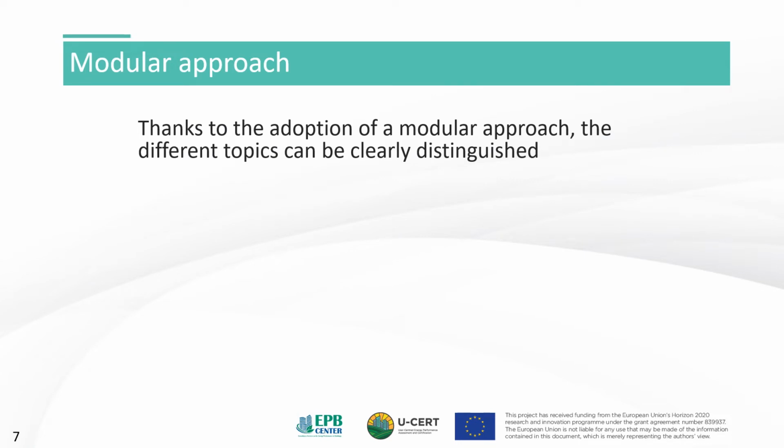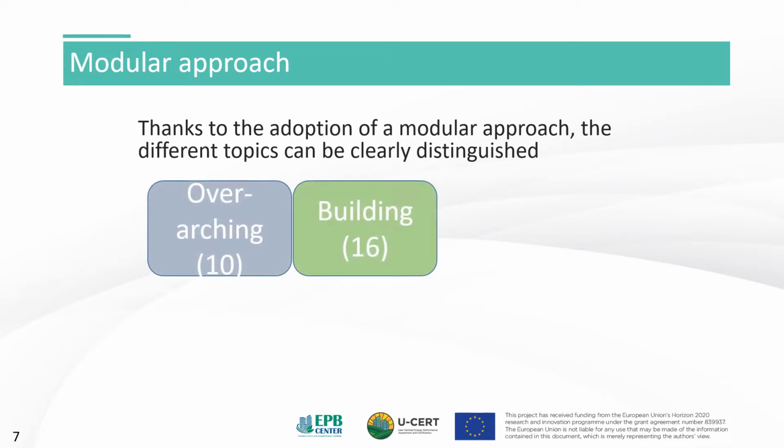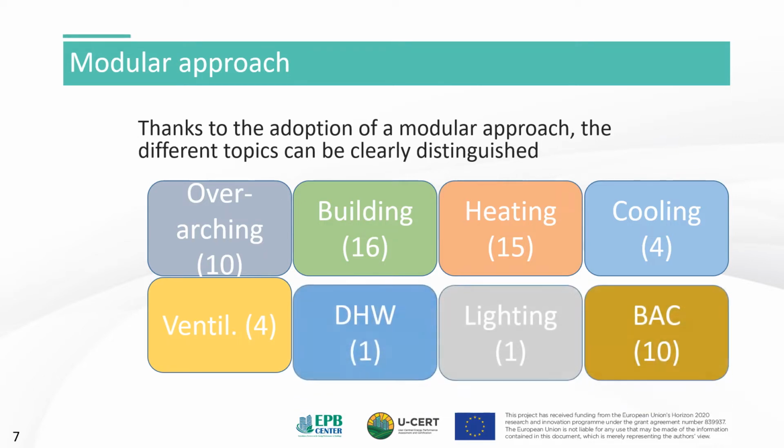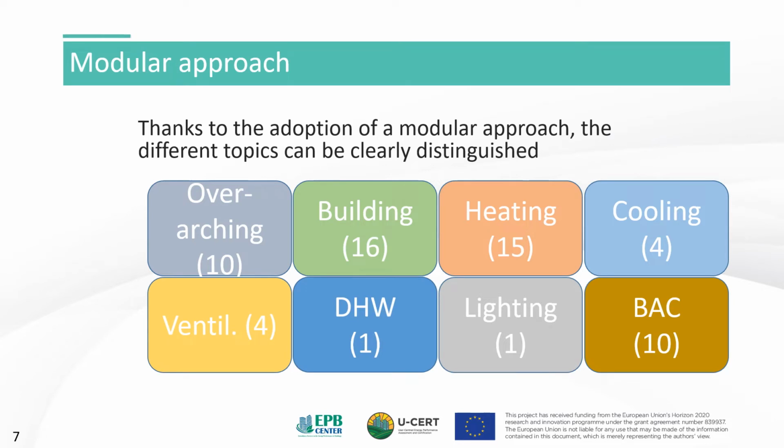So the modular approach is an approach that has been adopted from the beginning of the development of the set of standards around 2012, which enables to clearly distinguish the different topics. So for instance, you have 10 standards which deal with overarching issues on the overall energy performance. Then you have 16 EPB standards on the building itself. Then you have a number on heating, cooling systems and ventilation and airflows. On domestic hot water, lighting and building automation and control, and in total this gives you 61 EPB standards, which is the current total set.